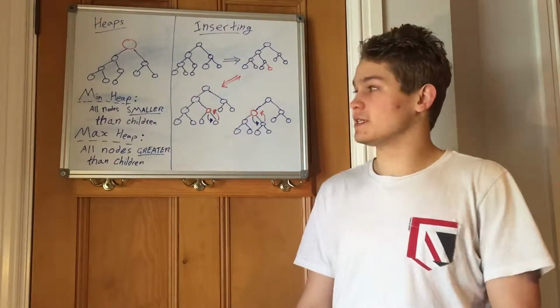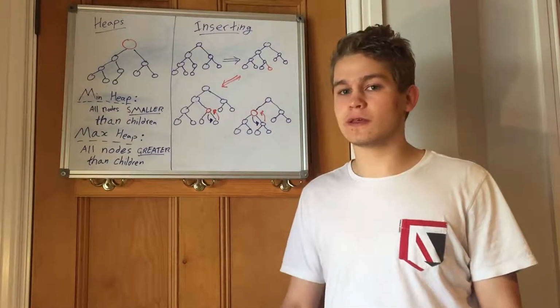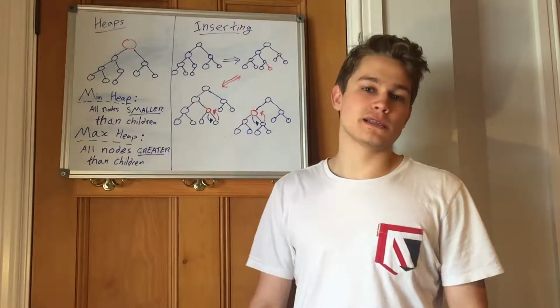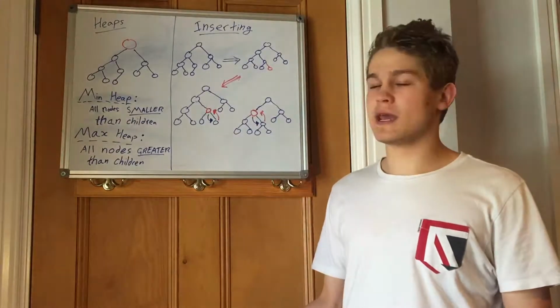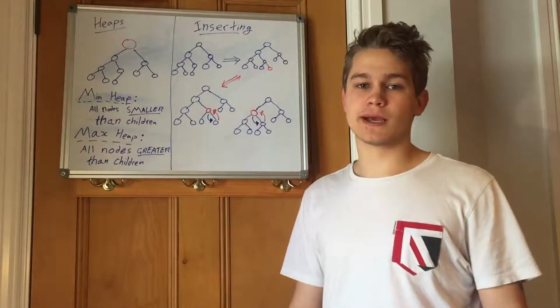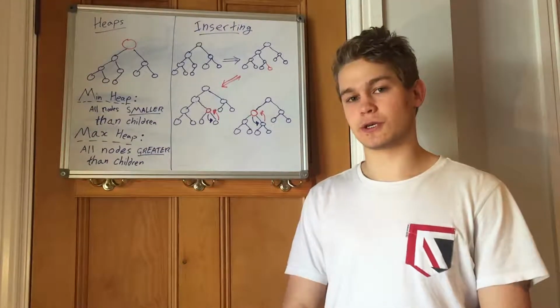The first of which is a min heap, which has the property that every node is smaller than its children. And the second is, of course, a max heap, which you can probably guess has the property that every node is greater than its children. This means that for a min heap, the root node is the minimum of the entire data structure, and for a max heap, likewise, the root node is the maximum of the entire data structure.